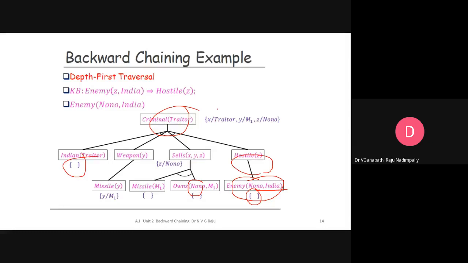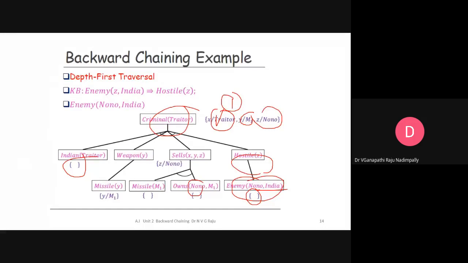Now, here I got the values of X, I got the value of Y, and I got the value of Z. I got the values of these three things, so I can stop this discussion. This is one way of stopping the backward chaining.